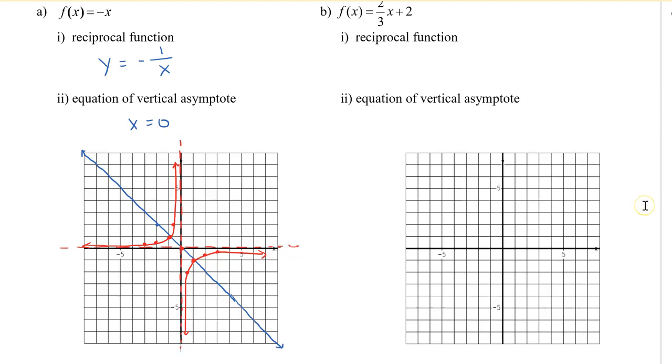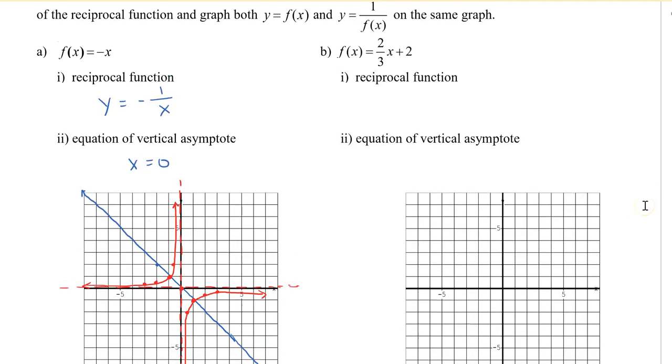Let's take a look at another one. So here I have f of x equals 2/3 x plus 2. And the reciprocal would be y equals 1 over 2/3 x plus 2. Not very nice, but we'll leave it like that for now. To find the equation of the vertical asymptote, remember, we are looking for where the denominator in the reciprocal is 0. So we can say that 0 is equal to 2/3 x plus 2.